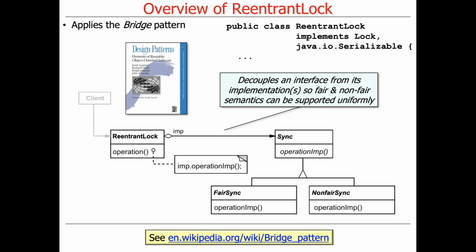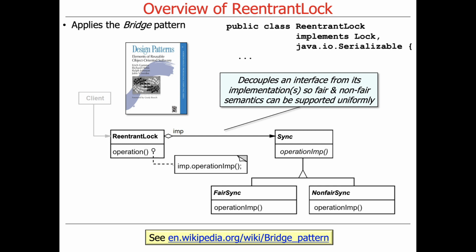Internally, the implementation of ReentrantLock applies the Gang of Four bridge pattern. So hopefully you learned something about the bridge pattern when you were taking the CS Intermediate Software Design course, CS 3251. And you may have wondered, does this stuff ever get used in practice? And the answer is absolutely yes. And this is a great example of how it gets used.